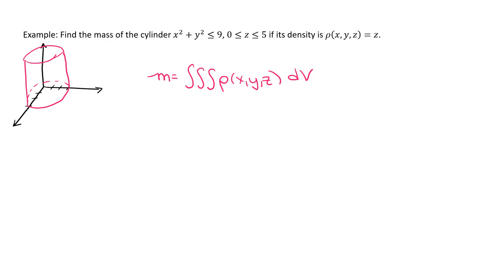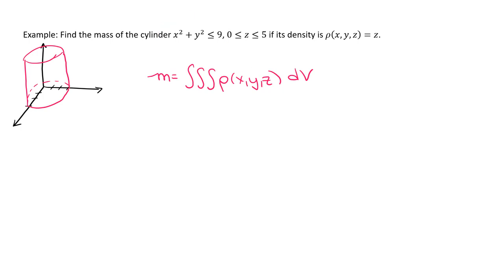So I'm going to draw my object. So we are talking about a cylinder oriented along the z-axis that has a radius of 3. So x squared plus y squared equals 9 is a circle with a radius of 3. And the z values start at z equals 0 and it stops up at z equals 5. So that's the object we're talking about.